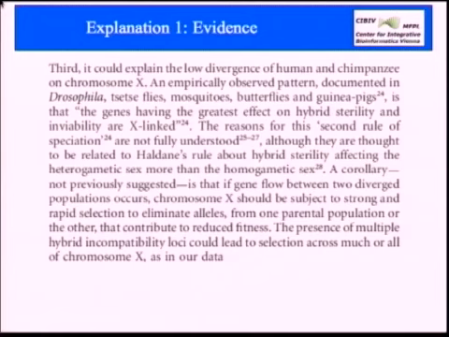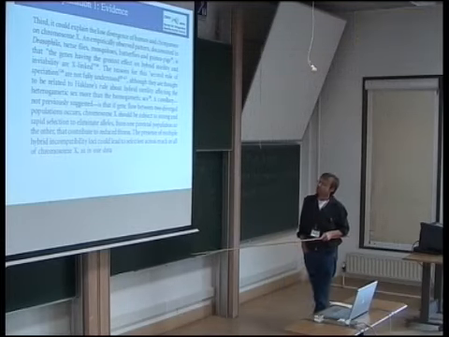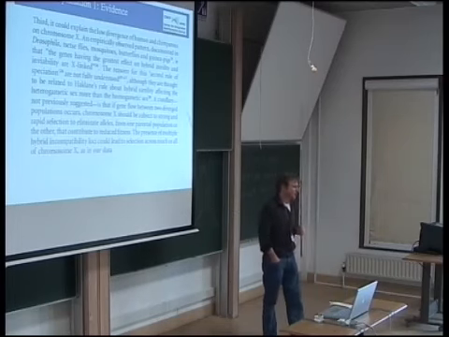So for this reason, the second rule of speciation, not fully understood, is thought to be related to Haldane's rule about hybrid sterility affecting the heterogametic sex more than the homogametic sex. So males are heterogametic and females are homogametic. And then they suggest a corollary, that when gene flow between two diverged populations occurs, chromosome X should be subject to strong and rapid selection to eliminate alleles from one parental population or the other that contribute to reduced fitness. The presence of multiple hybrid incompatibility loci could lead to selection across much or all of chromosome X, as they observe in their data.